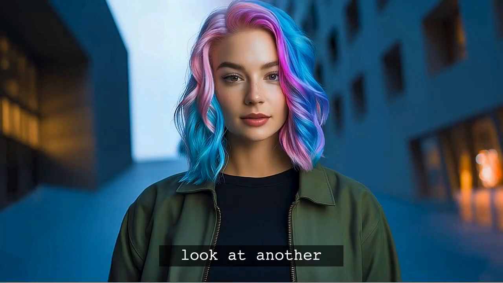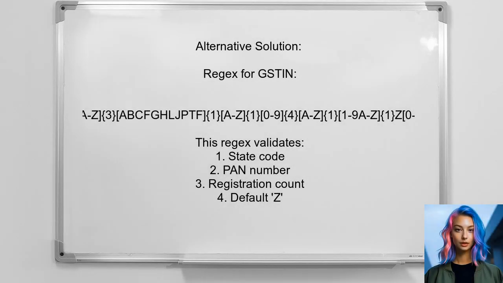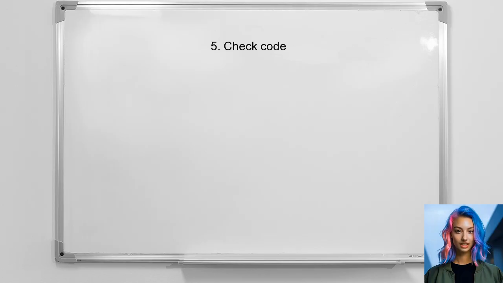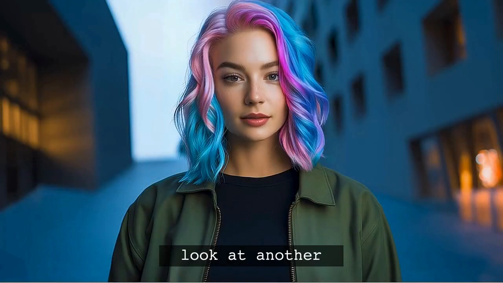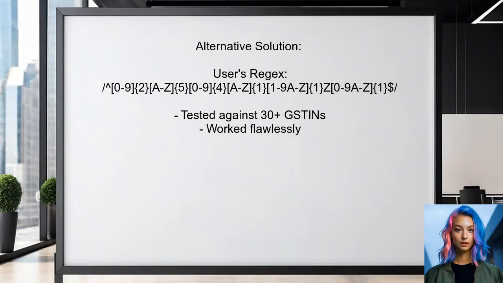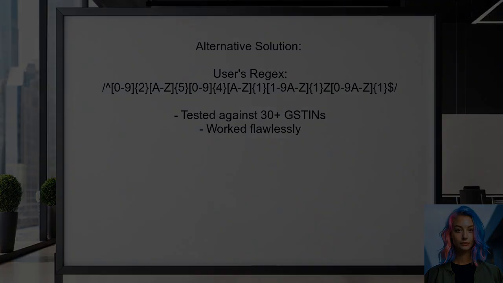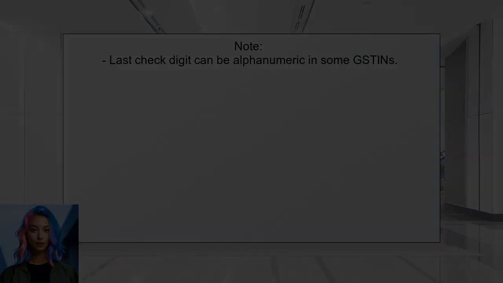Let's take a look at another answer from another user. An alternative solution provided by a user includes a regular expression for validating a GST identification number. This regex checks all the components of the GSTN format, ensuring accuracy. Let's take a look at another answer from another user. An alternative solution provided by a user suggests a regular expression for validating GST identification numbers. They tested their regex against over 30 GSTNs, and it worked perfectly. They also noted that the last check digit can be alphanumeric in some GSTINs, adding flexibility to the validation process.